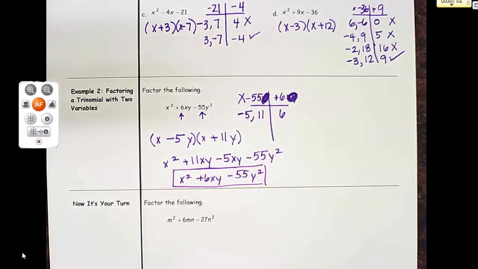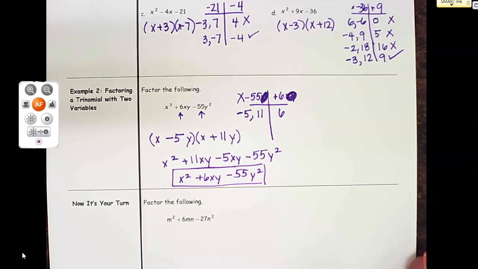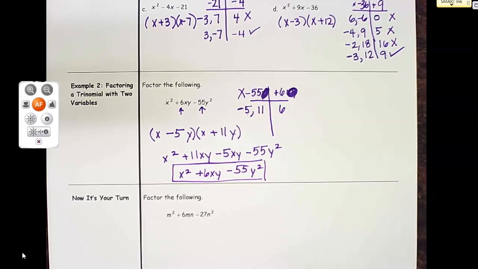So now it's your turn. Go ahead and factor the last problem and make your table and your guesses. And after you've paused the video, check back here for the correct answer.